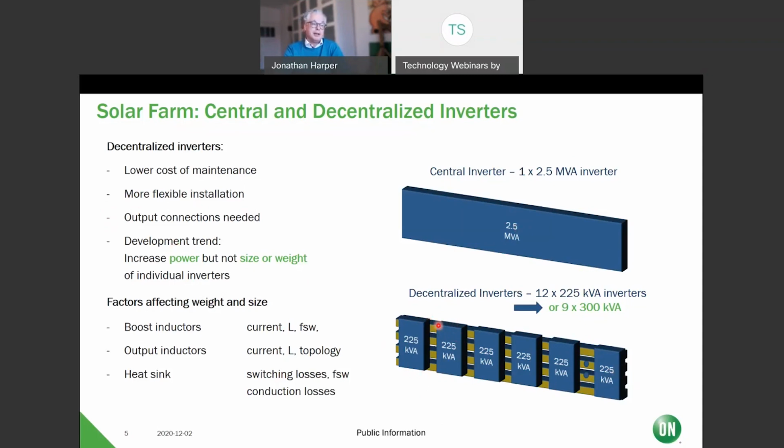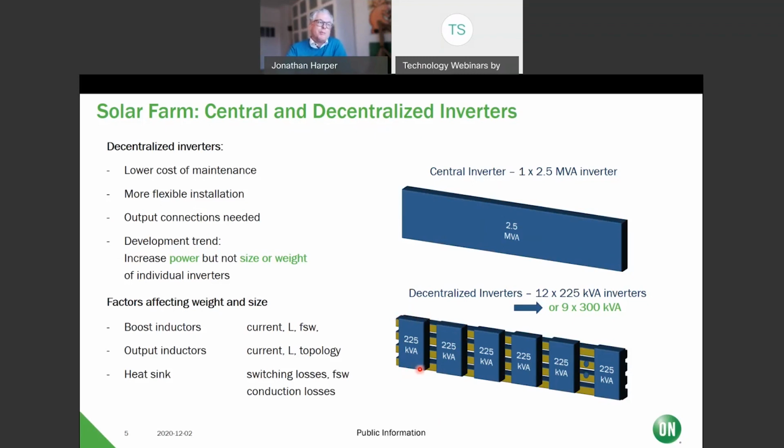You're going to have these output connections. That's a cost factor. And the trend in development of these is to get inverters with increased power, but not increase the size or weight of them.